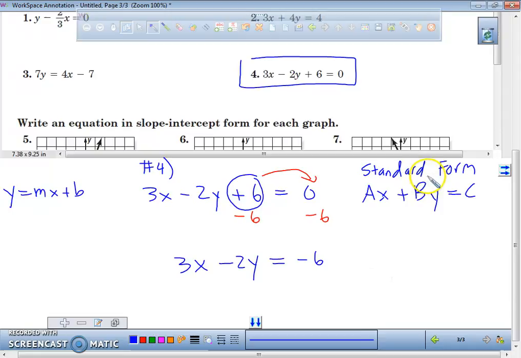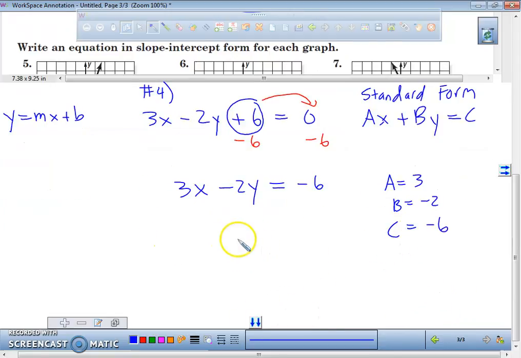Right now, we're in what? We're in standard form. This is the equation right here in standard form. What's my a value? 3. What's the b value? And my c is negative 6. Now, do you guys remember this thing called slope? I told you there was a formula if it's in standard form. What was the slope of a line if it's in standard form? Do you remember that? Check your journal, see if you remember it.